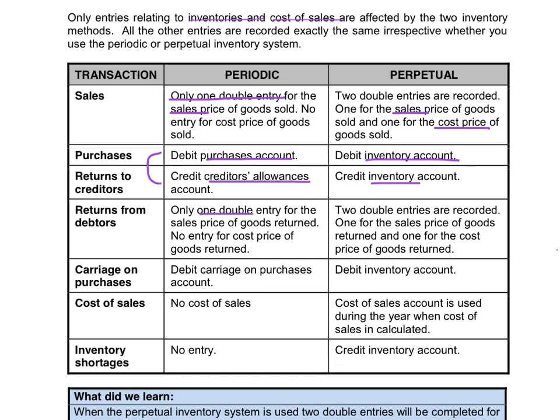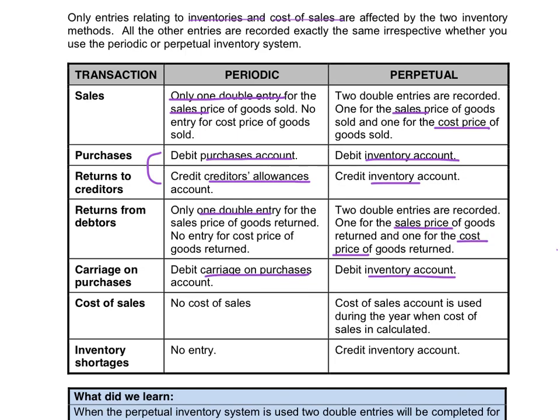Only one double entry at the sales price in the periodic system, no entry for cost price. Two double entries in the perpetual system, one at the sales price and one at the cost price of the goods. Carriage on purchases, import duties, shipping fees will all be debited, so you create an expense account, whereas in the perpetual system, all these expenses that you pay when you buy the goods will be debited in the inventory account because it forms part of the cost price of inventory.